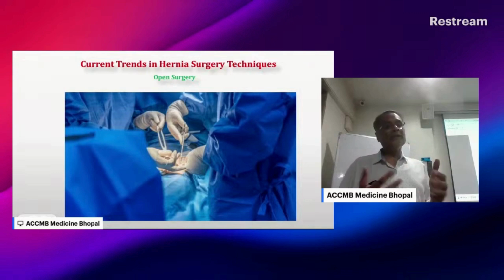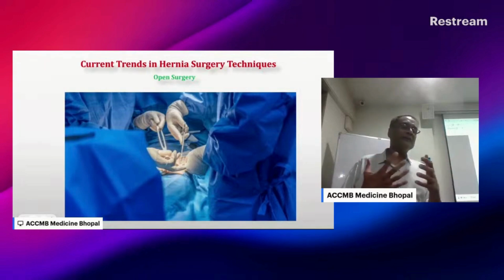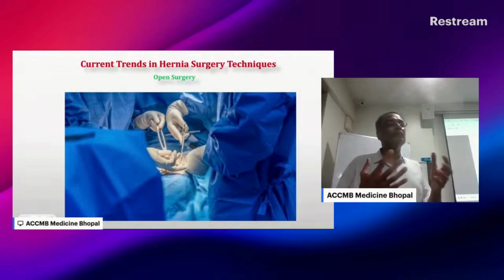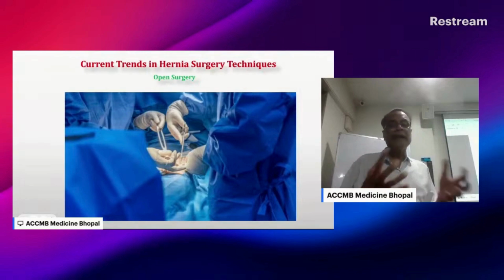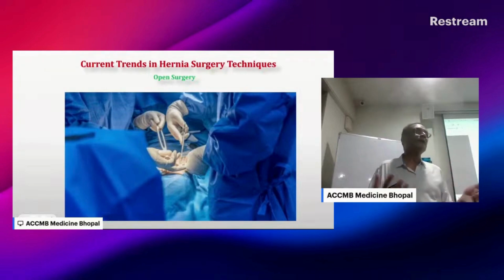But in hernioplasty, when the word comes plasty, definitely we have to add something to give strength to the muscle wall. Nowadays we are using different types of mesh. So when we are using mesh in hernia surgery, the procedure becomes hernioplasty.